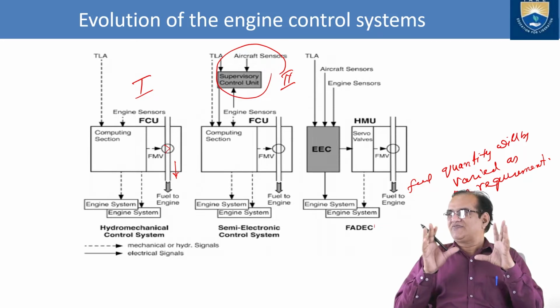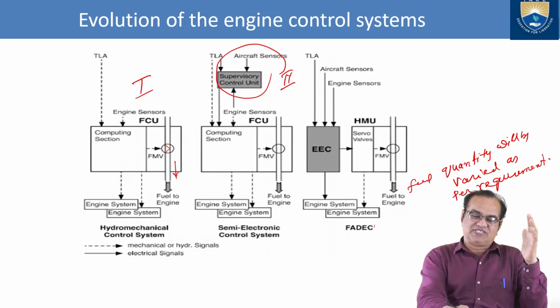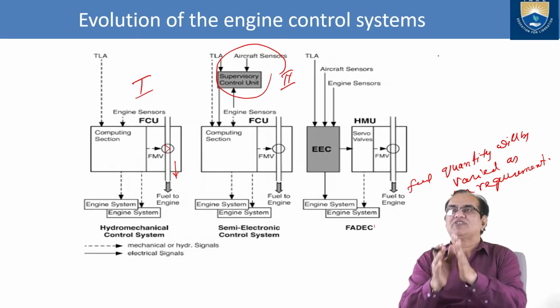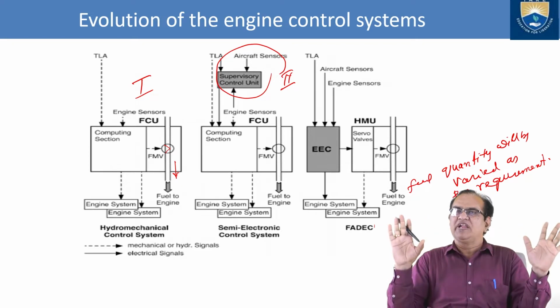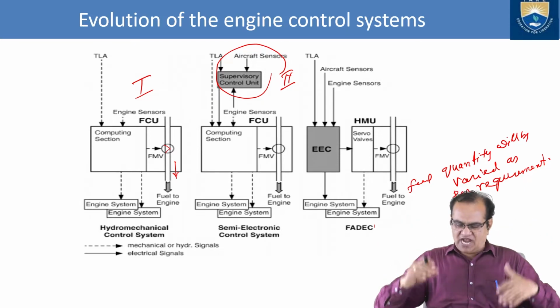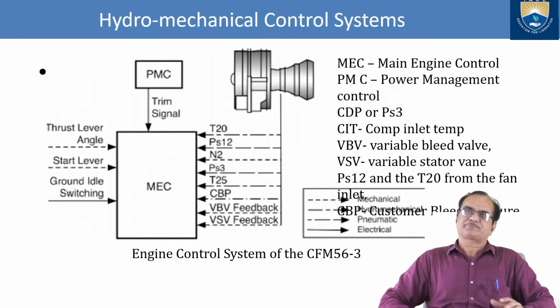So, I think it is very much clear how this evolution went. This was the first type, the old type, then this is the middle, and now we have the FADEC system, a fully automatic system. We need not interfere, and it has full authority over the engine, and it is not even controlled by the pilot. Everything is done by this FADEC system.